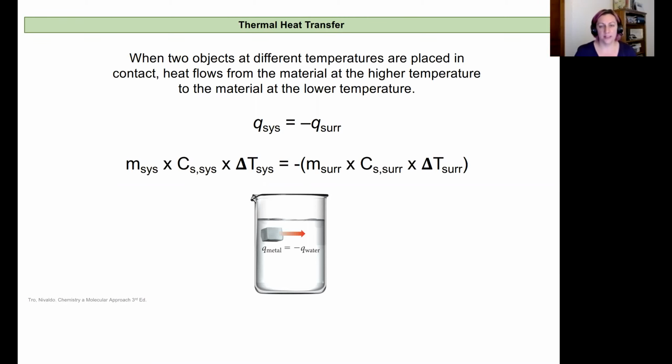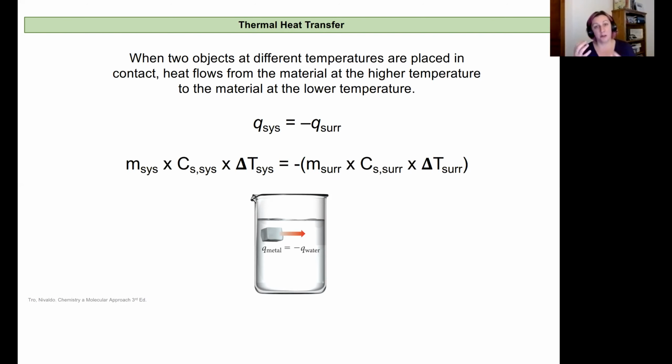Let's talk more in this lecture about thermal heat transfer. That's heat flowing between systems and surroundings. In our last example, we really looked at a situation from the perspective of the system. Like a system is hot and it cools and it loses heat and reaches a final temperature. But when that heat leaves the system, it goes into the surroundings.